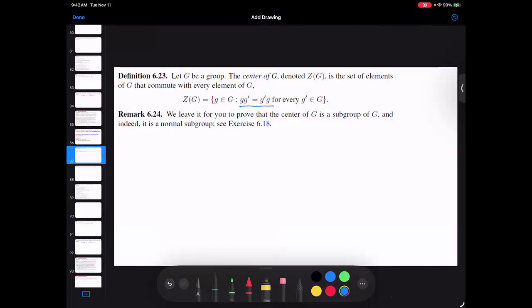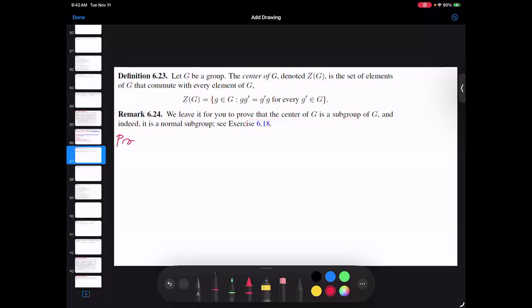Is it possible for the center to be empty? Could you have a group where there's no element that commutes with everything else? Or must there always be at least one element in the center? The identity, right? In fact, if you look at remark 6.24, it says, prove that it's a subgroup. Well, if it's a subgroup, we really want the subgroup to have at least one element. And the element we know has to be in it, if it's a subgroup, is the identity. So let's quickly prove this.